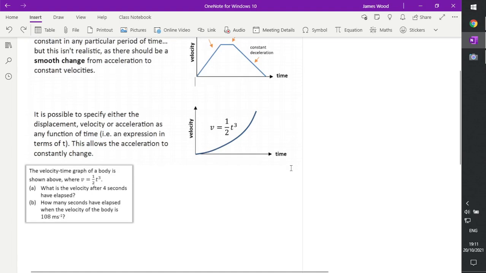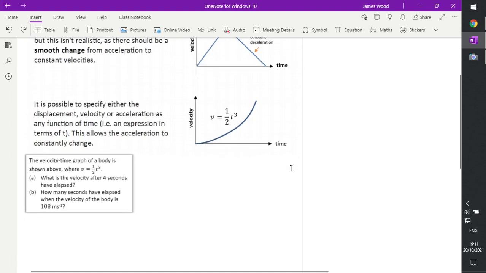So here I've got a curve, v = ½t³, as my velocity. So this describes the velocity in this journey at any point in time. So what is the velocity after 4 seconds? Basically I'm putting in t equals 4 and seeing what value I get out for my velocity. So v is half times 4 cubed. So 4 cubed is 64, and then half of that is 32 meters per second.